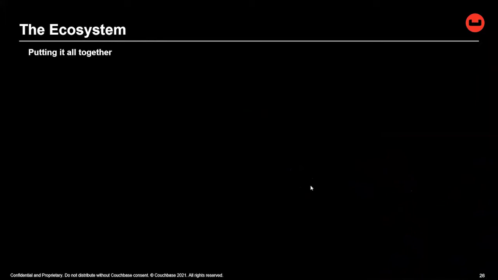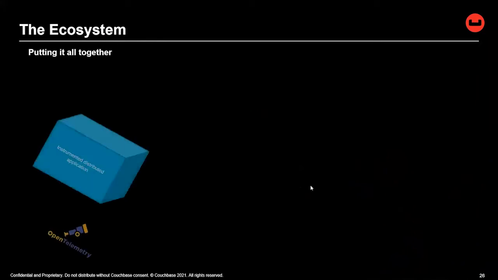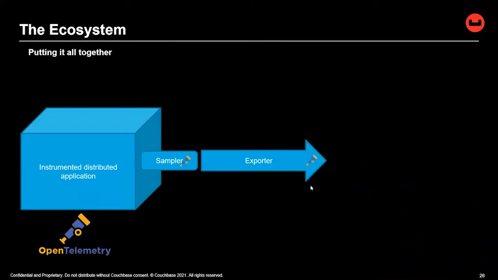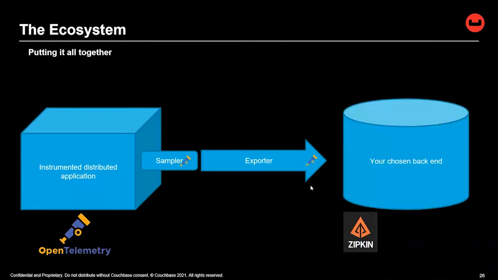So the ecosystem. Let's put everything together here. You require an instrumented distributed application with OpenTelemetry, a sampler, because you may not want to capture all your data, and an exporter, which is OpenTelemetry as well, for exporting it to a chosen backend: Zipkin, Prometheus, Jaeger, and others.